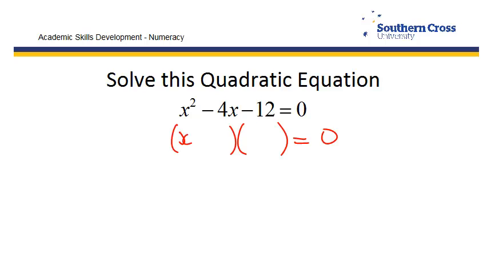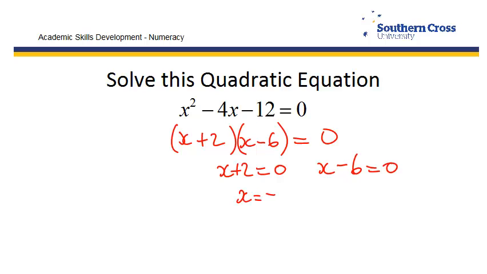so we'll factorise into two binomials, and we need to think of two numbers that multiply to minus 12 and add up to negative 4, so that's negative 6 and plus 2. So that means that x plus 2 could equal 0, or x minus 6 could equal 0, in which case x is negative 2 or x is 6.